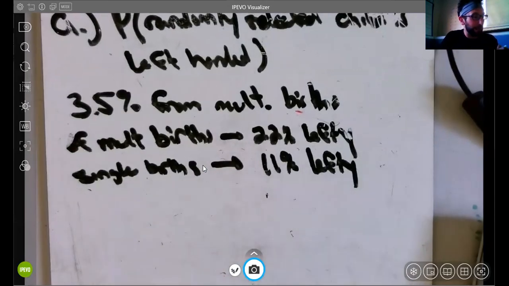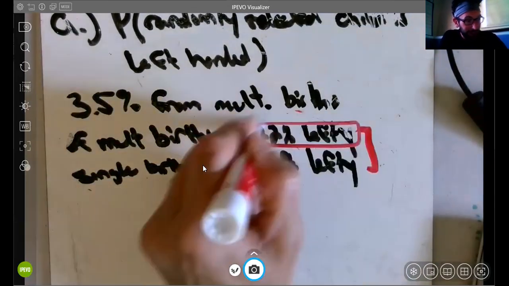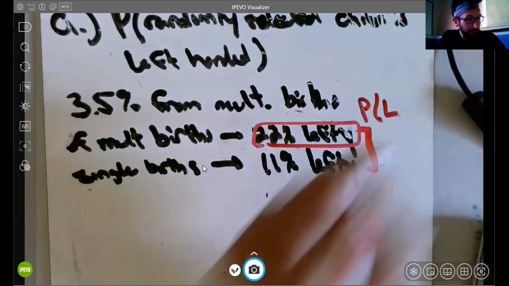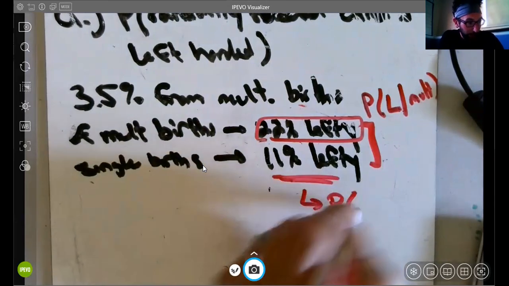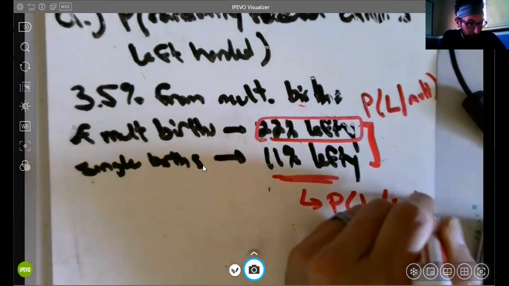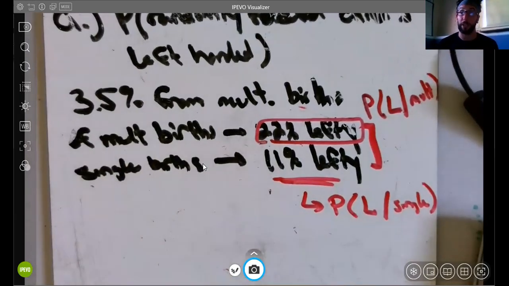Another thing we might think about is that these are conditional probabilities. This is the probability someone is left-handed given they're from a multiple birth. And this is the probability that someone's left-handed given they're from a single birth. So the fact that I'm given conditional probabilities tells me I can create a tree diagram. Or if that doesn't work for you, the fact that we have 2 events going on, one after the other. First, we got to know what kind of birth you're from. Then we got to know about your handedness. That idea that we have the sequence of events, type of birth, handedness, also suggests to me I could use a tree diagram.